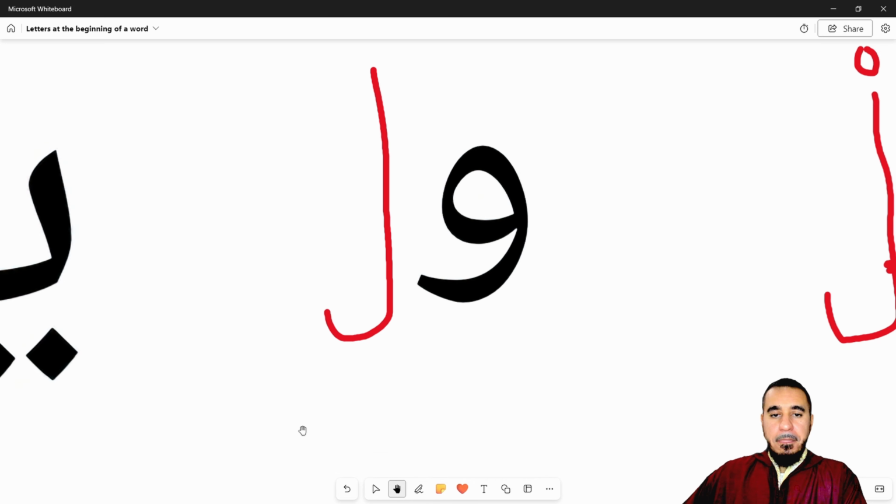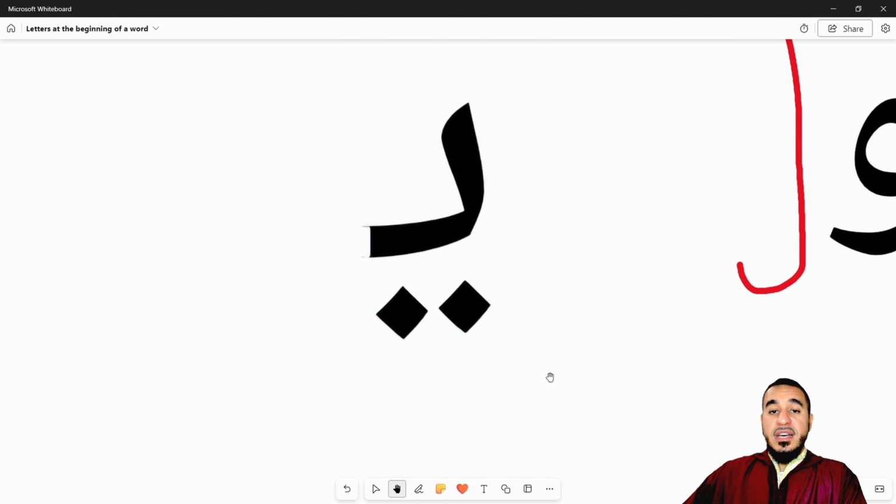And lastly, we've got the ya. So the ya, when it's the starting letter of a word, it also has the exact same shape as the ba, ta, tha, and the nun. It has the same shape as all four of those letters. However, the ya preserves its two dots that go beneath the letter.